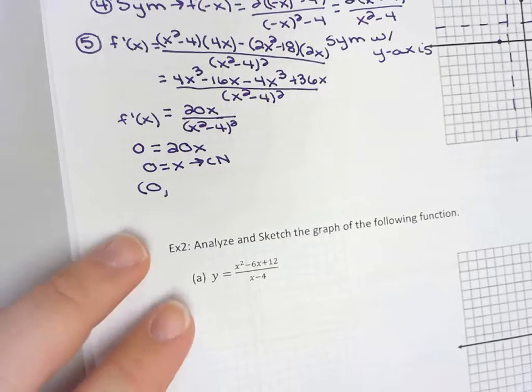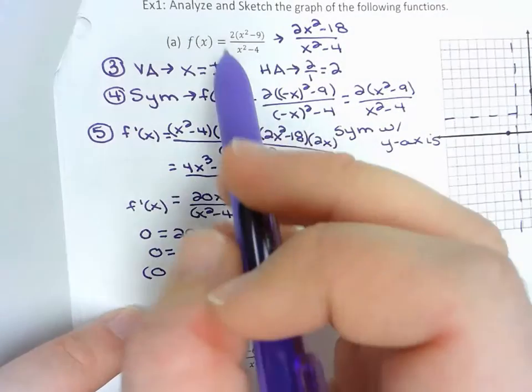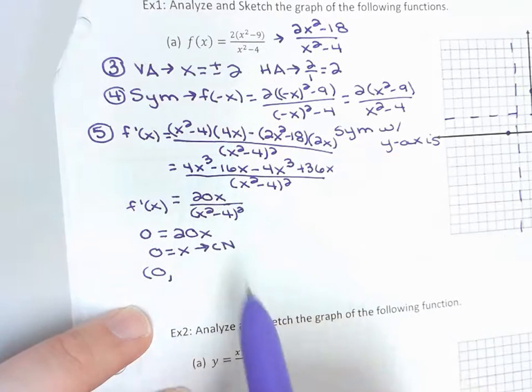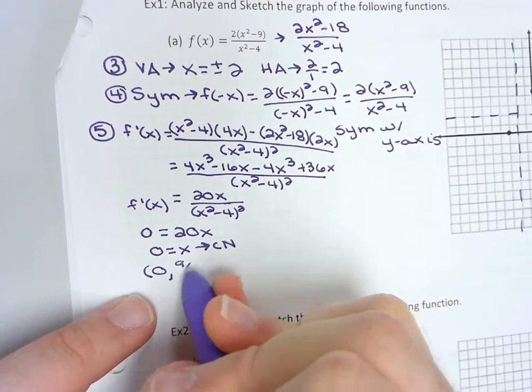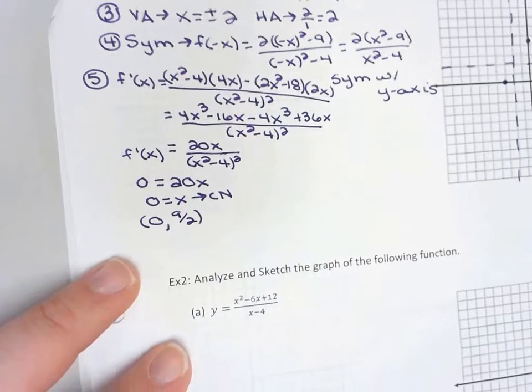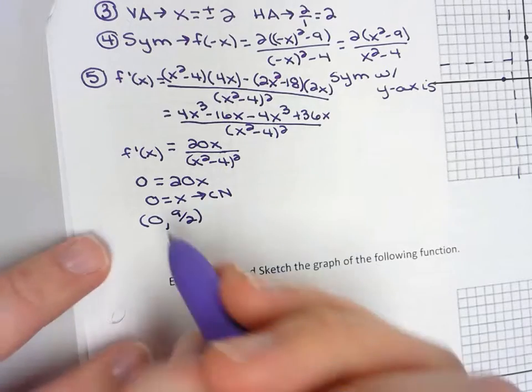So if I plug into the original, I get back, well, let's think about it. We already did the work. If my x value is 0, what do I know my y value is going to be? 9 over 2. I already did the work. This is basically the y-intercept. I already plugged in 0 for x when I did the y-intercept. So that's 9/2. I'll make a side note.